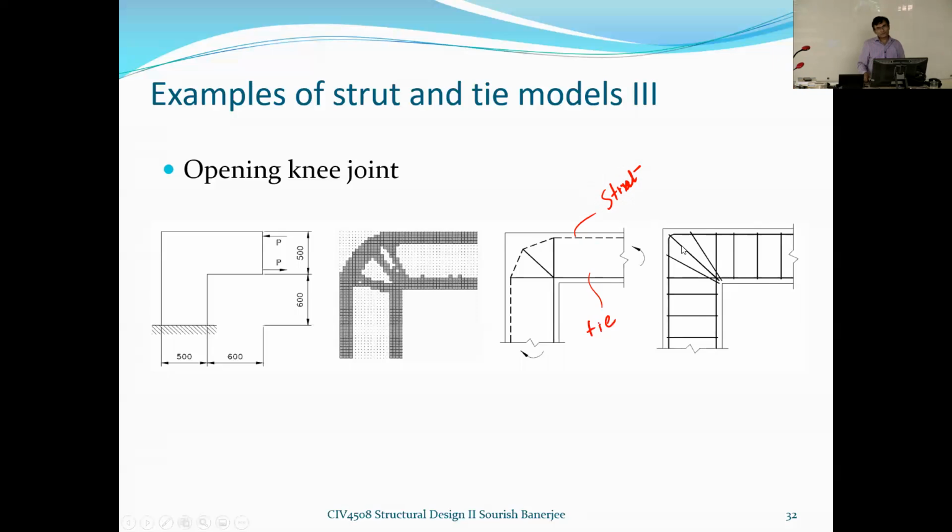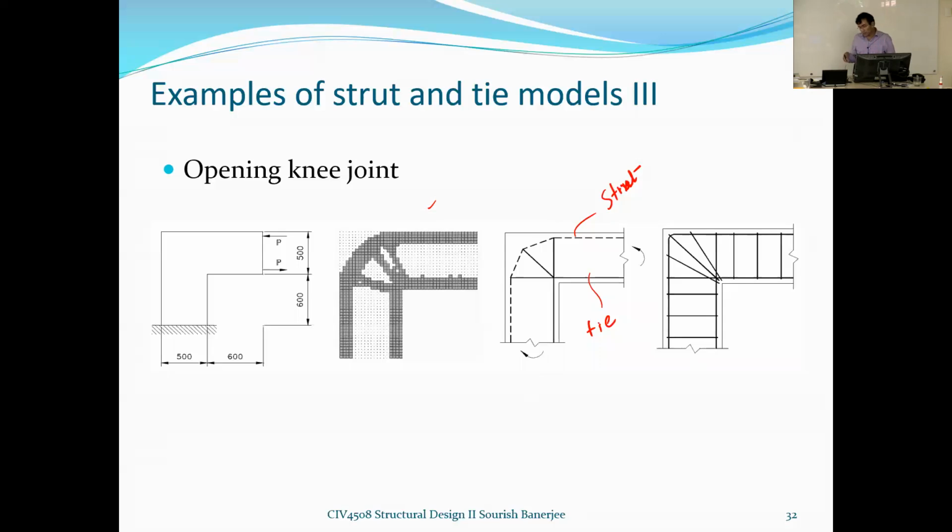Can you see this interesting problem? If I tell you to design the detailing of this knee joint, it's not very straightforward based on what you have learned before. But what we have done instead, we have developed a load path using the software in this case, and got this one. So we can now follow this and develop this strut and tie model. And now you can follow this strut and tie model to detail the joint. That's the beauty of it.